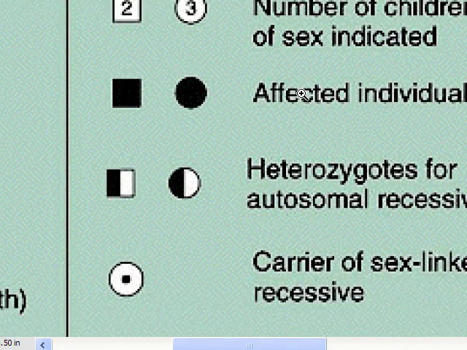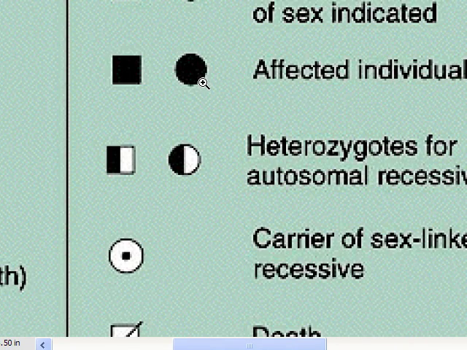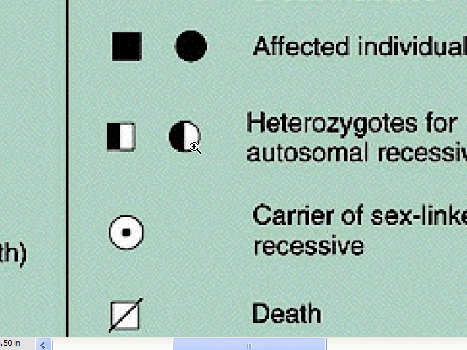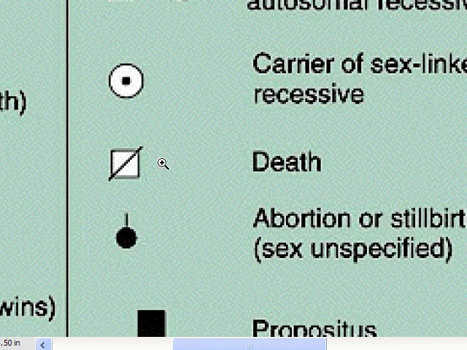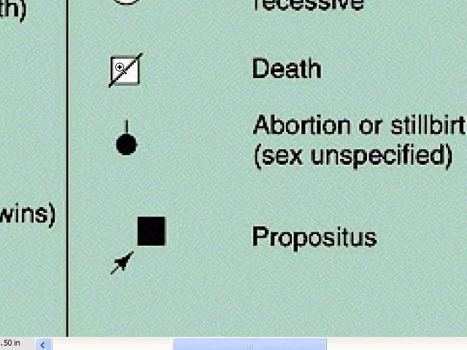Okay, affected individuals are always shown as colored in, sort of darkened in circles. This you won't see very much, but you might see heterozygotes listed with sort of this half and half symbol. If you're a carrier of a sex-linked recessive disease, then you'll have a little dot. Death is with a line through it. That's not used very often.